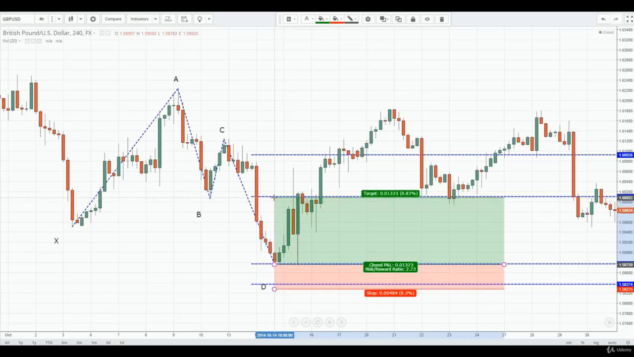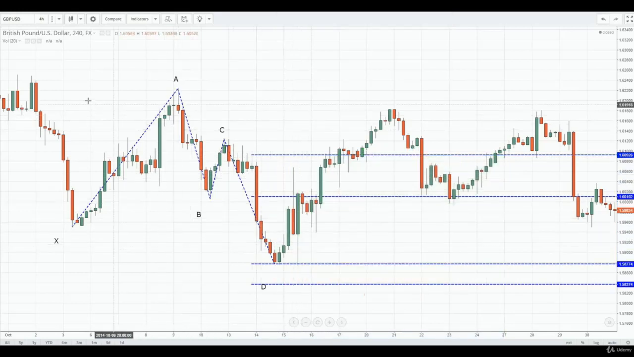And our first target comes in at 2.75 to 1, with our second target coming in at about 4.5 to 1. So these are very good risk reward profiles. And let's just walk through the trade.